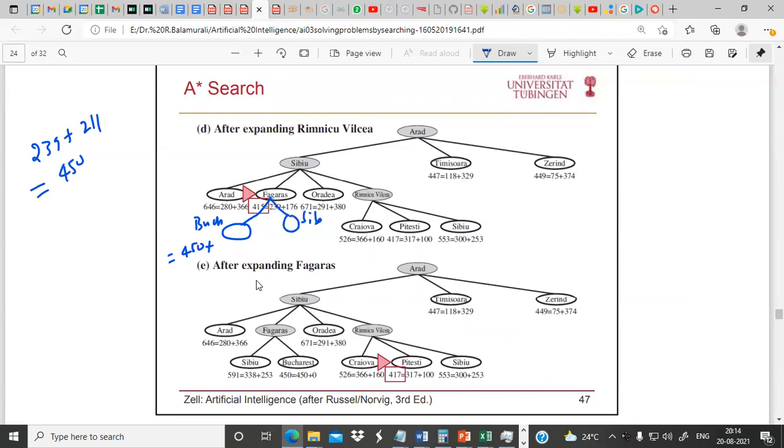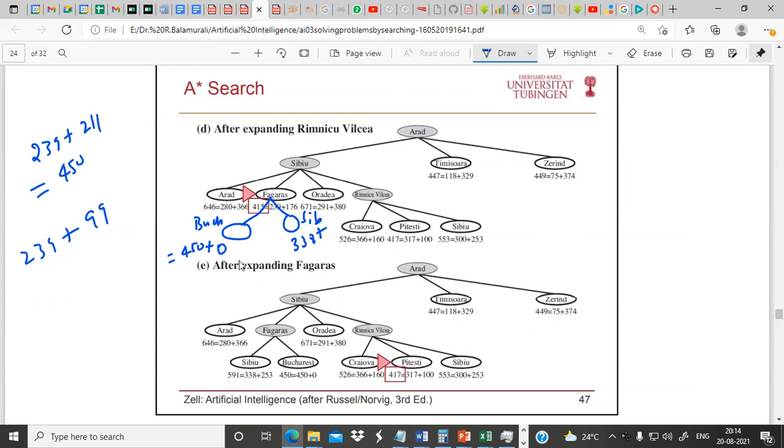Again, the cost of reaching Fagaras is 239, and what is the cost of reaching from Fagaras to Sibiu? It is 99. So 239 plus 99 is 338. So it is 338 plus the heuristic cost of reaching from Sibiu to the goal state. Now Bucharest is actually the goal state. So what is the cost of reaching from Bucharest to Bucharest? It is 0, right? So it is 450 plus 0.